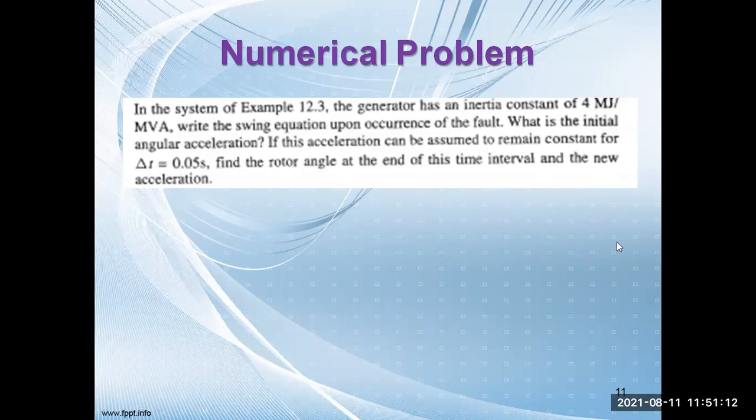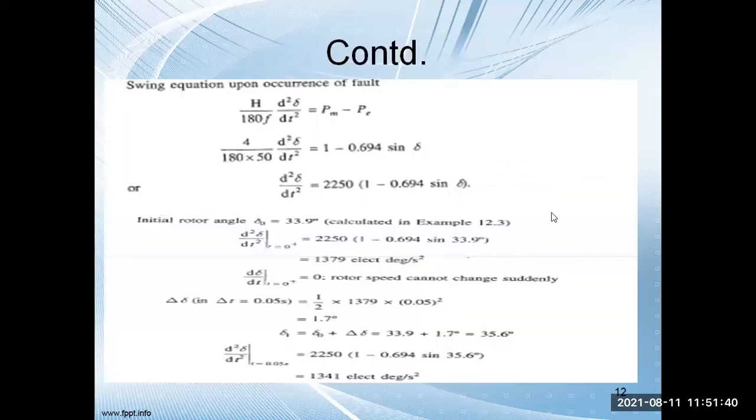Now next is the numerical problem: a generator has an inertia constant of 4 megajoule per MVA. Write the swing equation upon occurrence of the fault. What is the initial angular acceleration? If this acceleration can be assumed to remain constant for delta t equal to 0.05 second, find the rotor angle at the end of this time interval and the new acceleration. So this is the problem which is given. We will apply the swing equation and solve it.